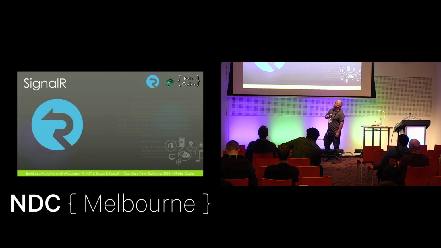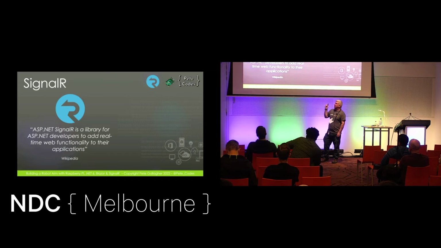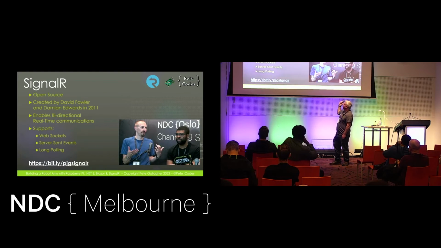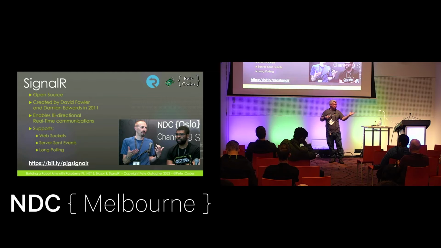And then SignalR. So this has actually been around a while, but it allows you to have real-time communications between multiple clients. It was created by these two clever chaps, David Fowler and Damien Edwards, way back in 2011. So as I say, it's been around quite a long time now. And it enables this bidirectional communication support, which is what I wanted. I wanted this real-time link between something and my Raspberry Pi robot arm.